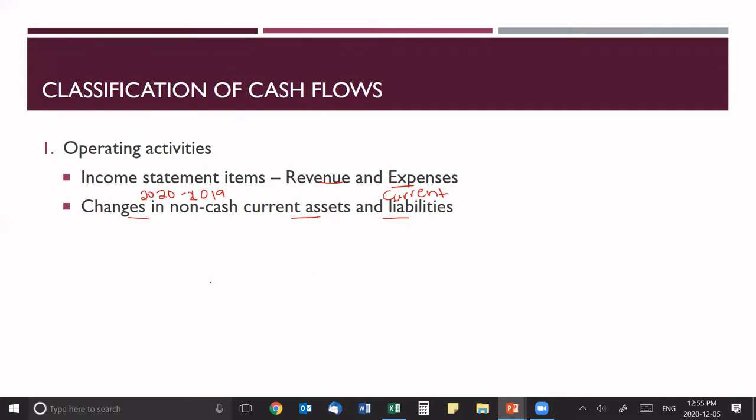So operating activities are your day-to-day activities. That's obviously related to your income statement because your revenue and expenses are your day-to-day things that are happening.